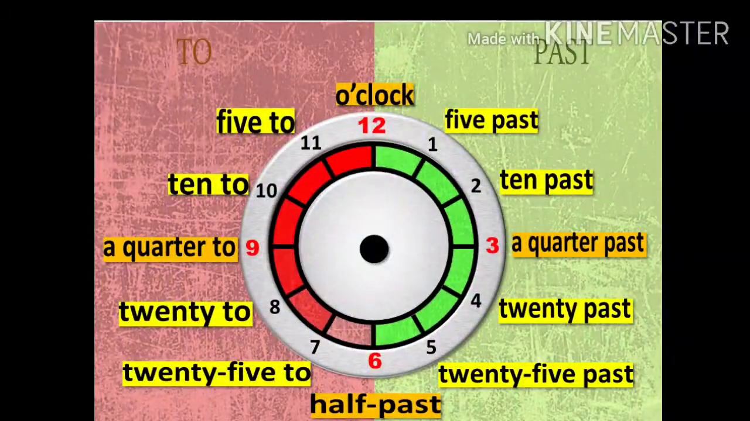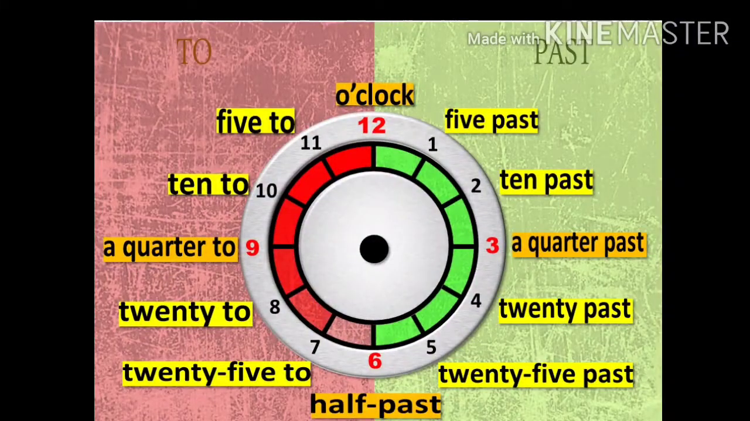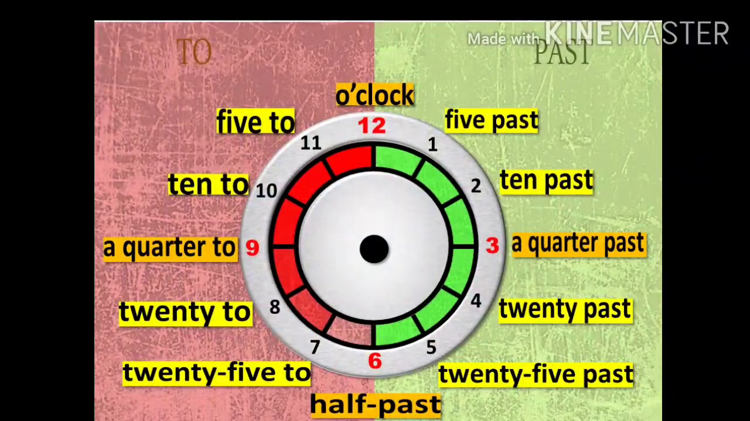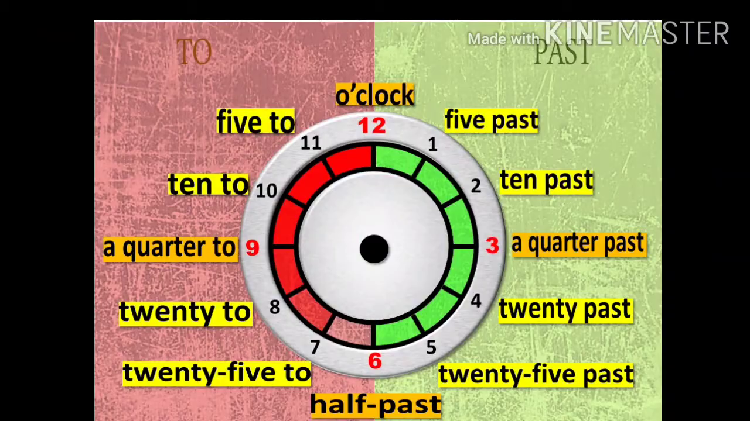Okay, let's see. 5 past di sini berarti lebih dari 5 menit, ya. Jadi di sini 5 berarti merujuk ke menit. 10 past lebih dari 10 menit. Quarter past. Nah, ketika jarum panjang menunjukkan di angka 3 atau 9, kita menggunakan quarter yang berarti seperempat atau 15 menit. 20 past lebih dari 20 menit. 25 past lebih dari 25 menit. Half past lebih dari 30 menit.